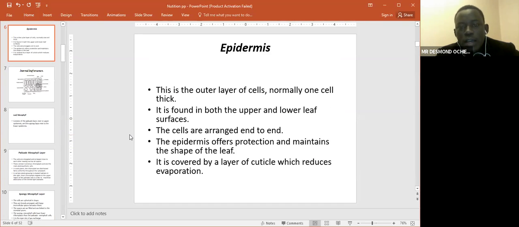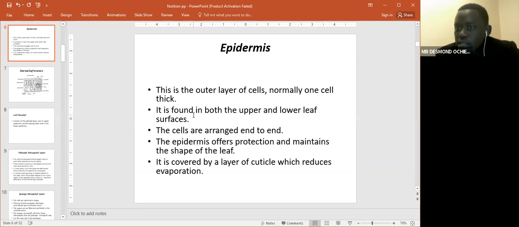We'll start by looking at the epidermis, but you know that before the epidermis, on the external part, you have got the cuticles. The cuticles are transparent and they allow for the easy penetration of light energy. That is the cuticle. Apart from that, it also protects the upper epidermal cells. It offers protection to the epidermal cells.